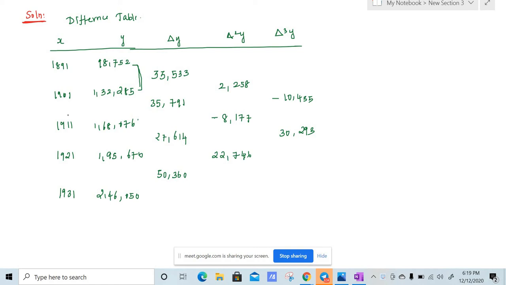Yes. So we are subtracting 22,746 minus of minus 8,177. It will be 30,293. You just add. Del power 4 also. So just subtract 30,293 minus of minus 10,435. It will be 41,358. Right. So you can see you can stop when you have only one value. You just have to go to del power 5 if I have two values here. So you can stop when we have only one value.